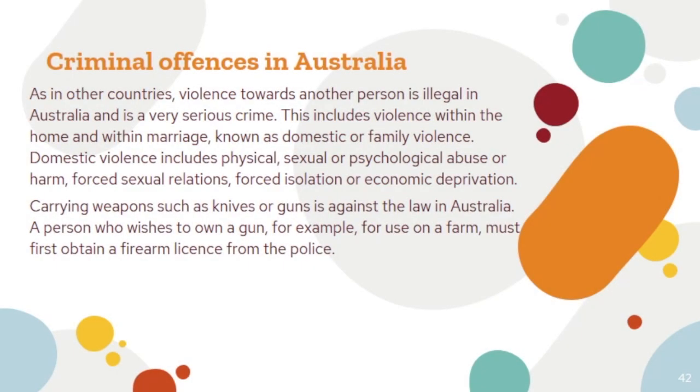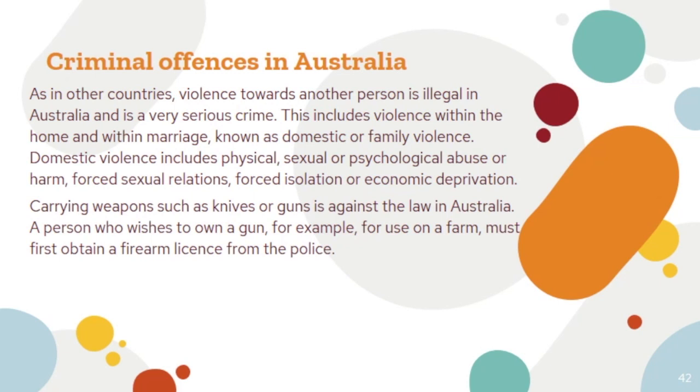As in other countries, violence towards another person is illegal in Australia and is a very serious crime. This includes violence within the home and within marriage, known as domestic or family violence. Domestic violence includes physical, sexual or psychological abuse or harm, forced sexual relations, forced isolation or economic deprivation.